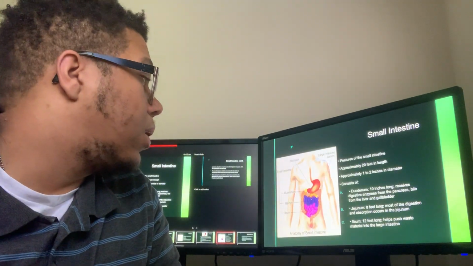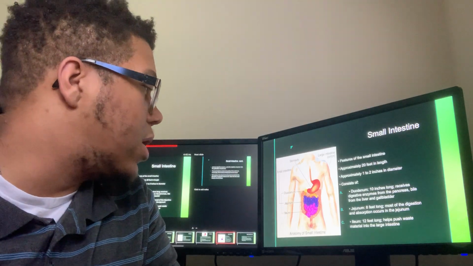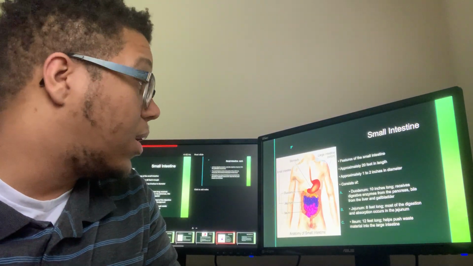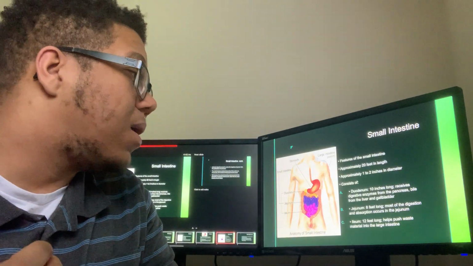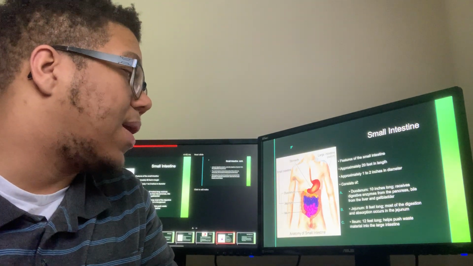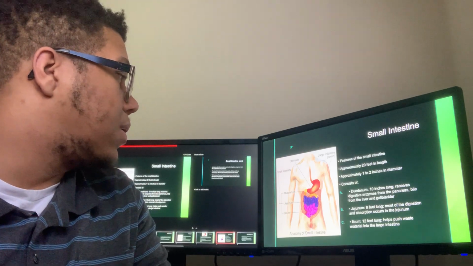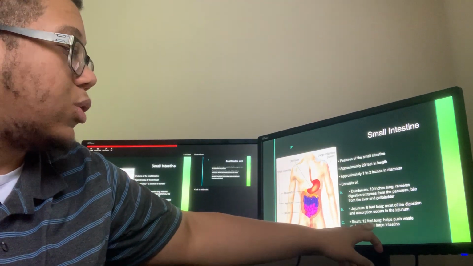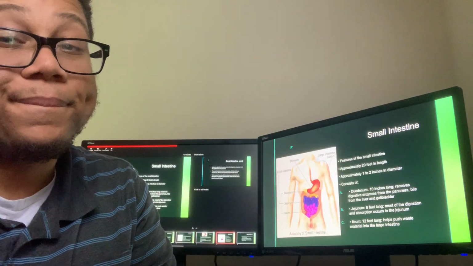Then the second part, the jejunum, is 8 feet long, and most of the digestion and absorption happens there. And the last part is the ileum. It's 12 feet long and helps push waste through to the large intestine.